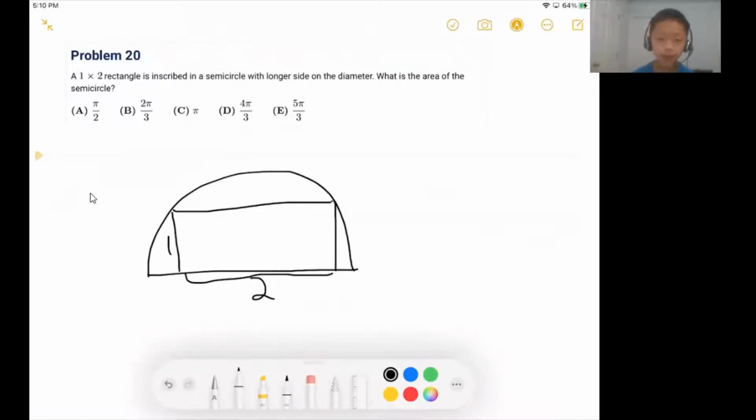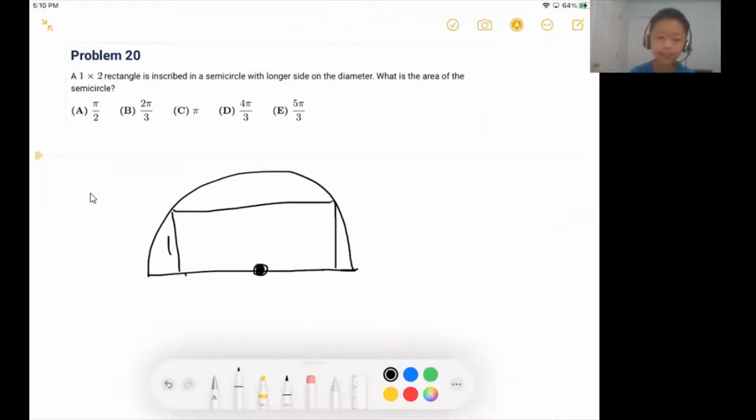Well, to find the area of the semicircle, we need to find the radius of the semicircle, because once we find the radius, we would just take half pi r squared to get the area. So basically what we can do is focus on where the center of the semicircle is. The center of the semicircle will be here.